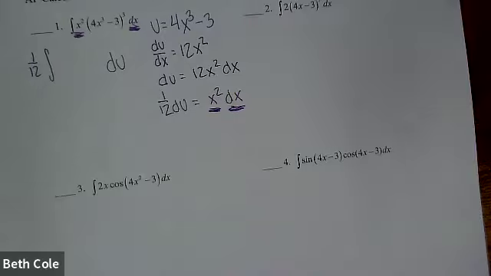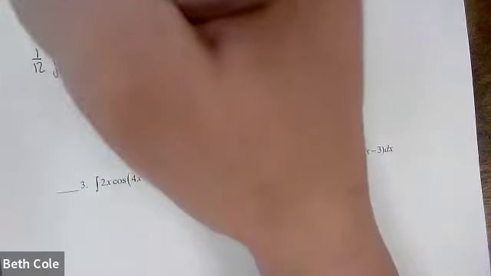So what part is still there? 4x cubed minus 3 cubed. Now, what did we say 4x cubed minus 3 equaled? U. So it's u cubed.